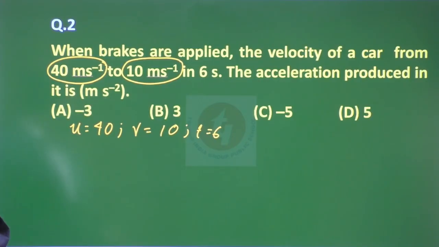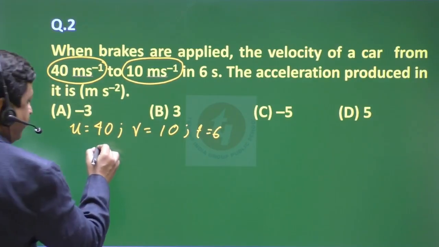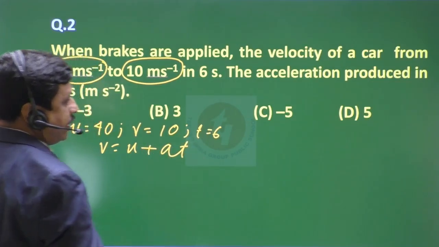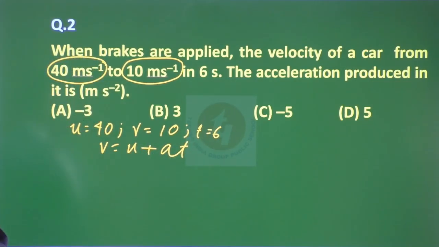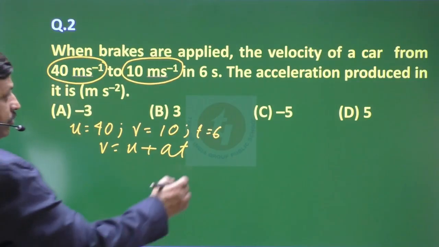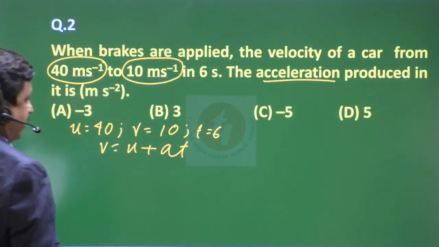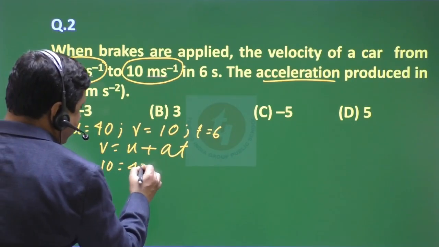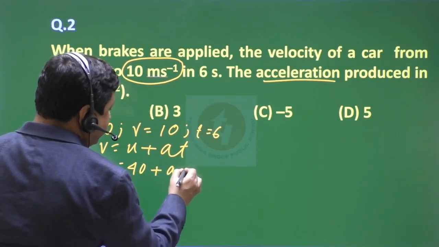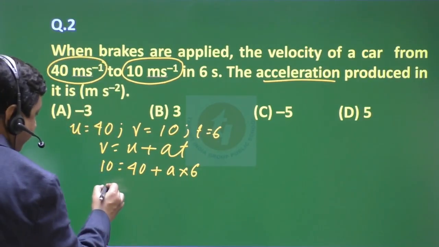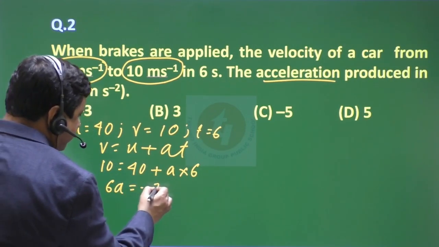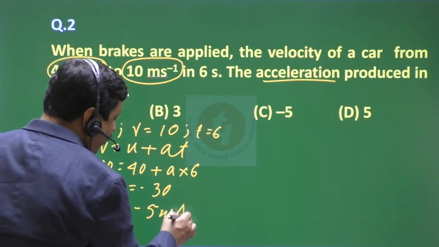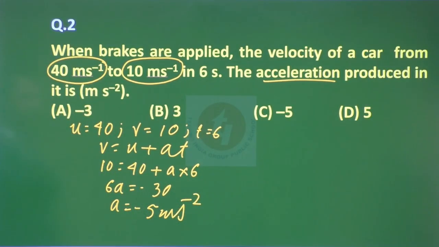Then what is the formula you have to put? Obviously v equals to u plus at, because you have to find acceleration, right? So v equals to 10, that is equals to 40 plus a into 6 second. That means 6a equals to minus 30, a equals to minus 5. What is the meaning of minus 5? Minus 5 meter per second square.